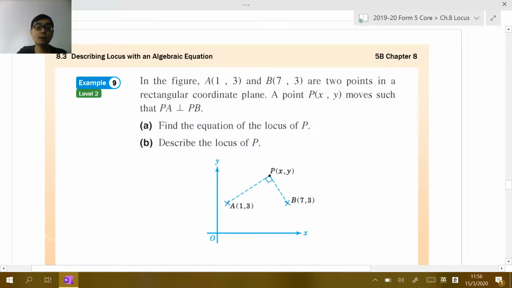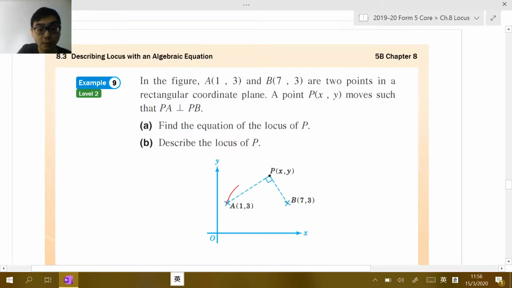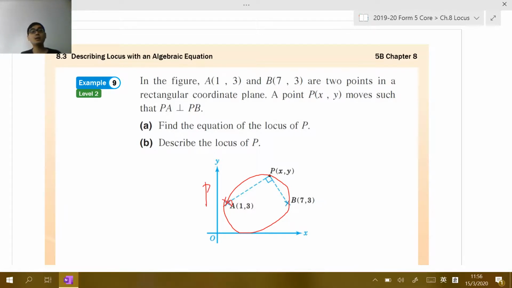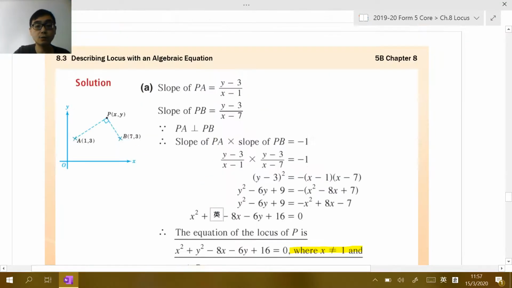But P, when you say it's a circle, it passes through A and B. That means if you really draw the circle, it should be something like this. But you know that when P reaches A or B, they will coincide. Then it is not defined to say PA or PB if the points meet together and coincide. So it's not valid to say PA or PB. You can see the book, in the solution, will exclude this one.